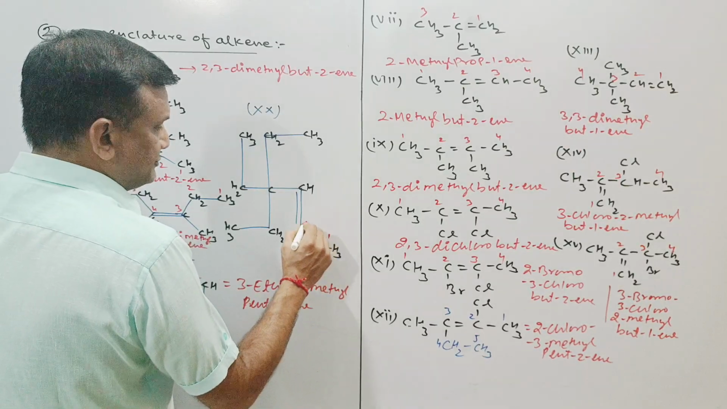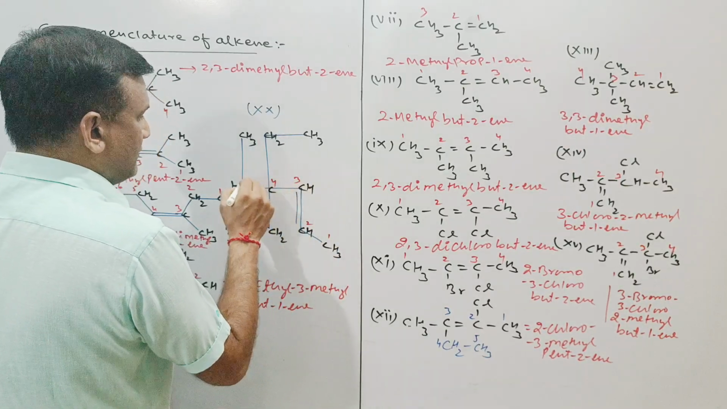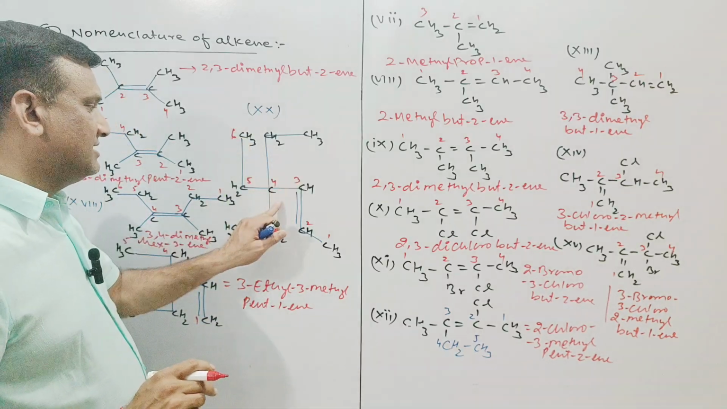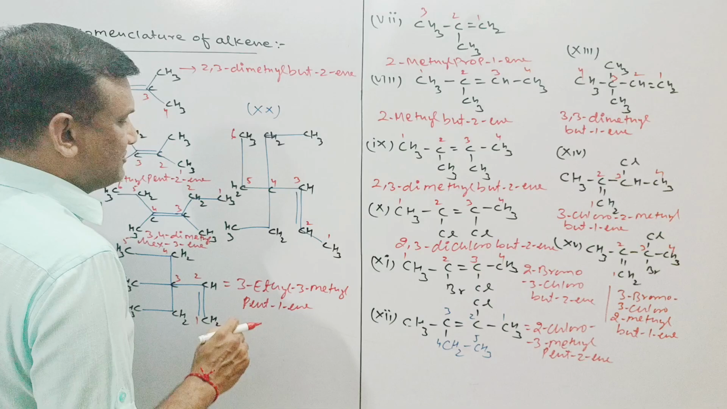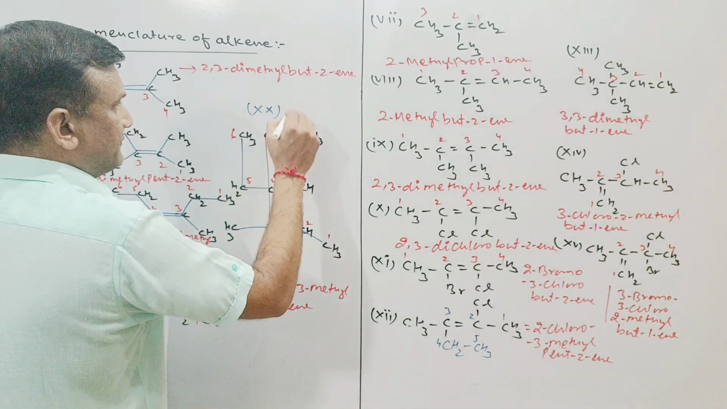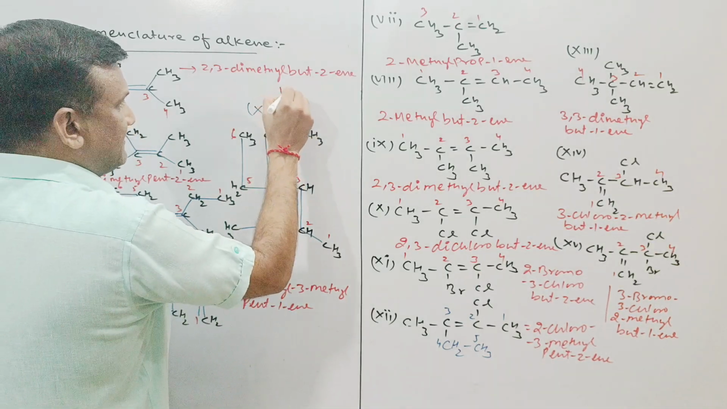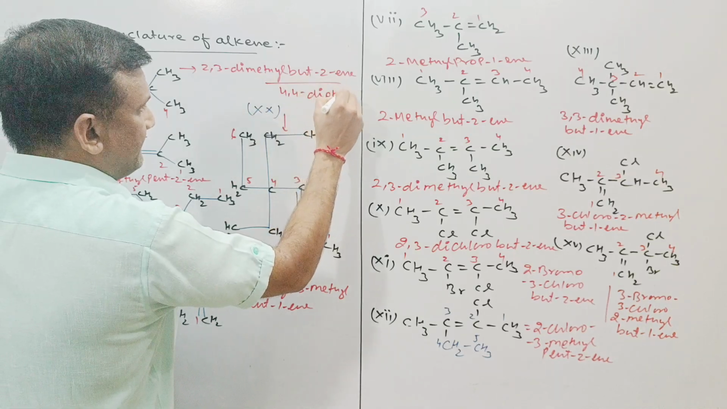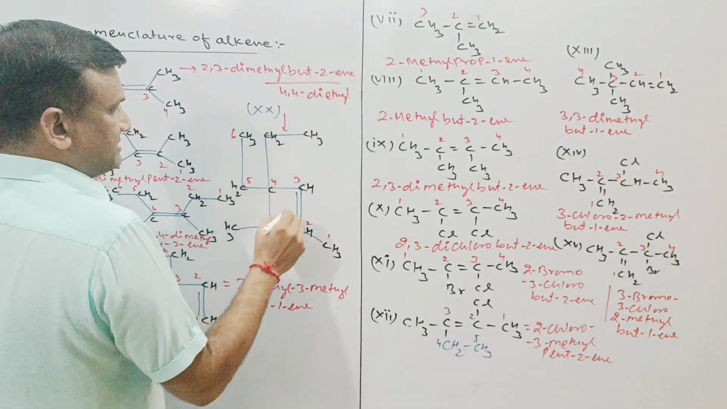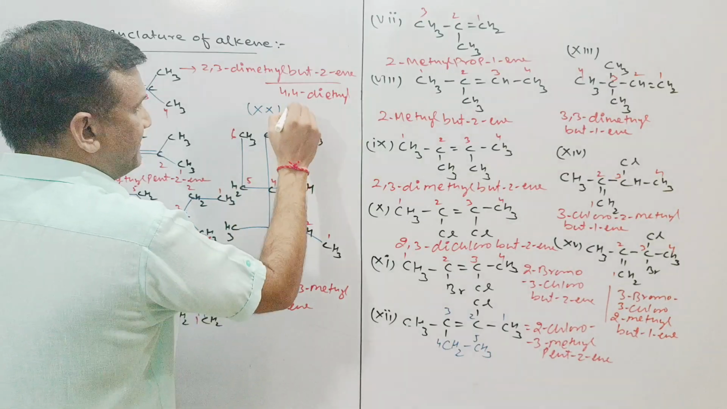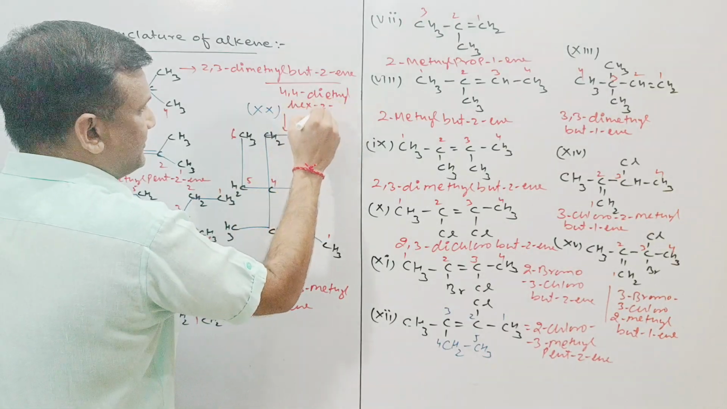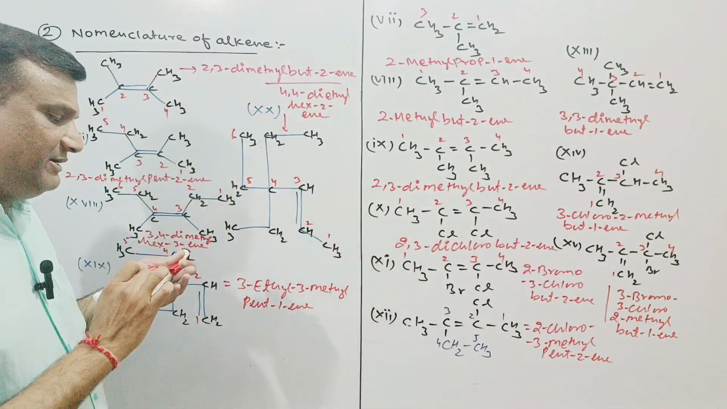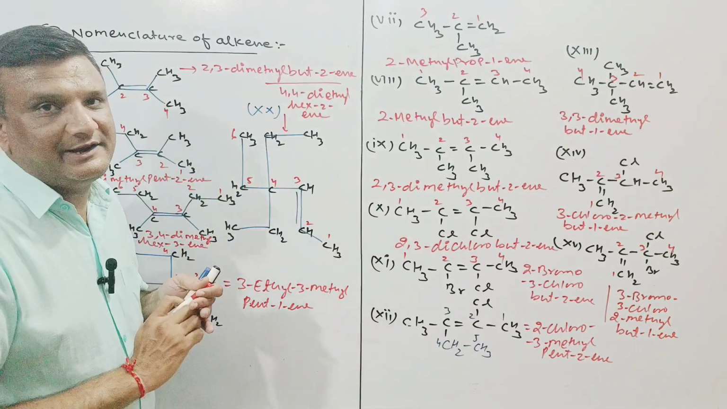Now I would like to go with this compound. This is the 1, 2, 3, 4, 5 and 6. At number 4 position there is ethyl, and at number 4 position again ethyl, so we'll call it 4, 4 diethyl. This is the 6 carbon in chain, so it will be hex. At number 2 position there is double bond, so it will be hex-2-ene. So this was about the detailed nomenclature of alkene.